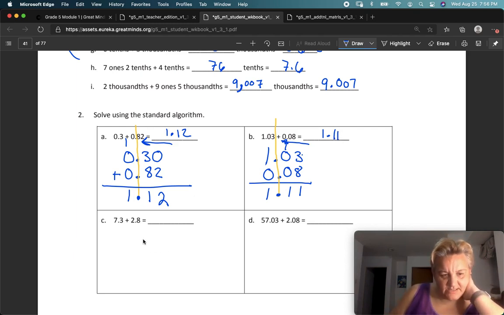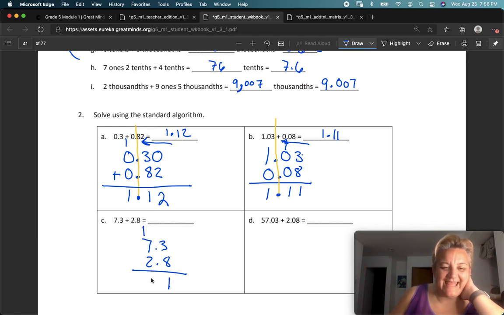Okay, this isn't so hard. 7 and 3/10 plus 2 and 8/10. Again, I got to keep those decimal points in a line. 8 plus 3 is 11. Carry over the 1. 7 plus 1 is 8.